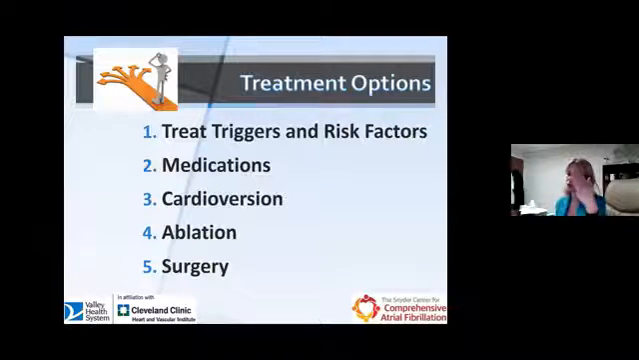What are the treatment options for atrial fibrillation? We usually go through a staged approach, starting by treating triggers and risk factors. As I mentioned, obesity and sleep apnea are very often involved. Then there are medications we can use, and I will go over them in a little bit. There's something called a cardioversion, which can restore normal rhythm with an electrical shock. And then there are procedures like an ablation procedure or surgery.